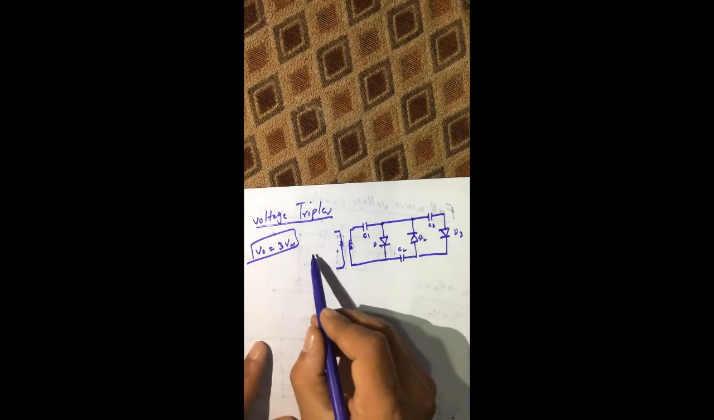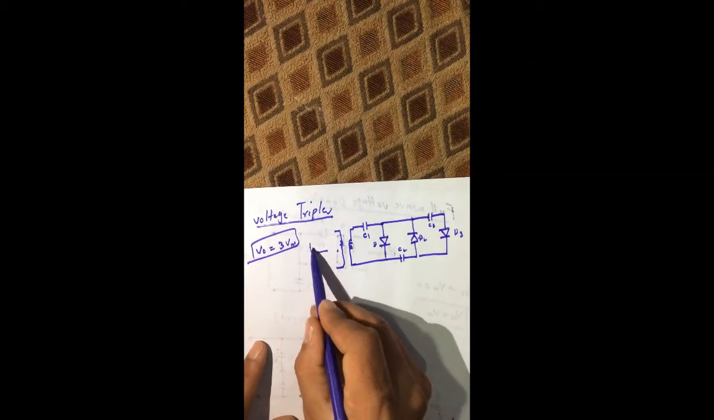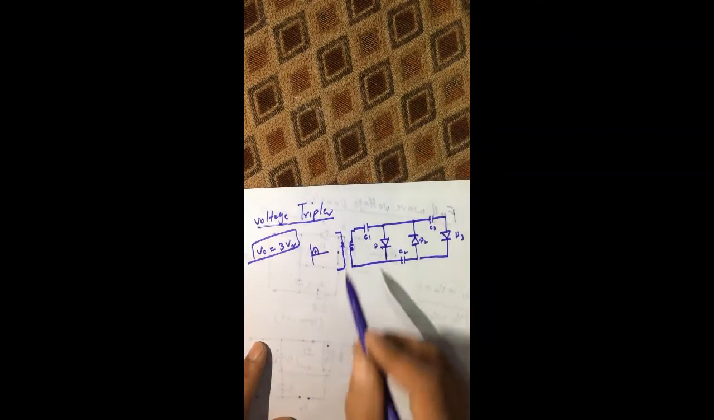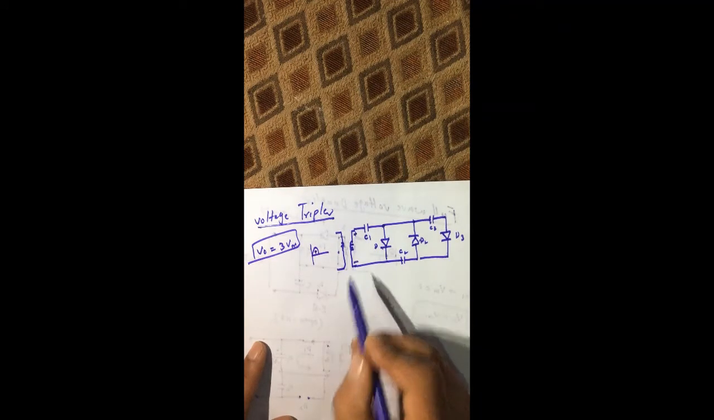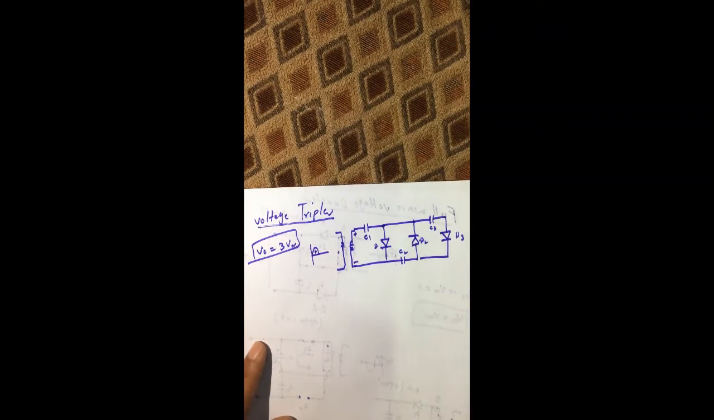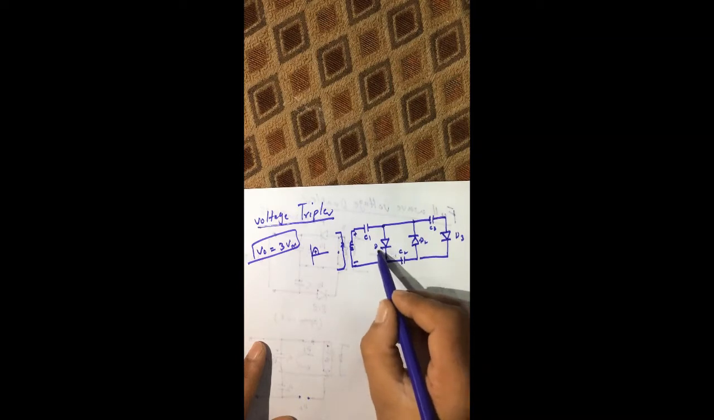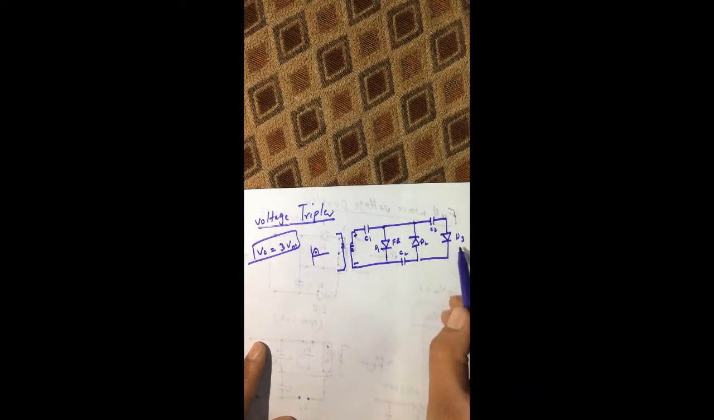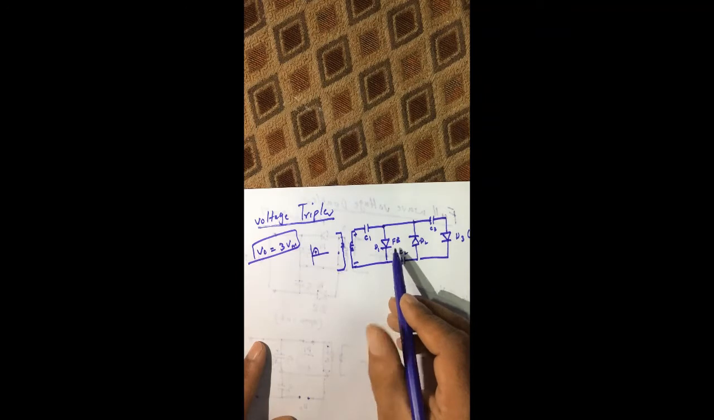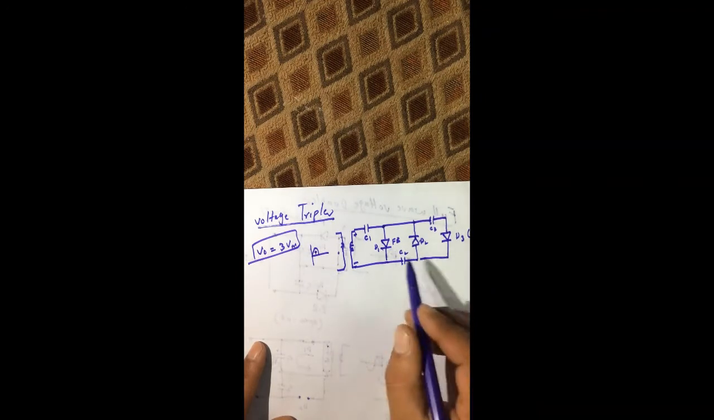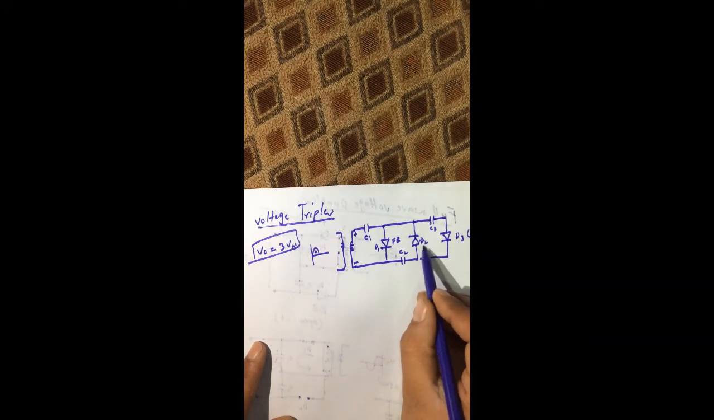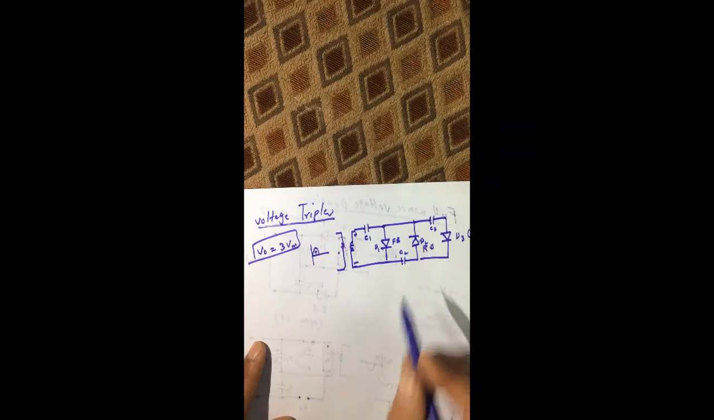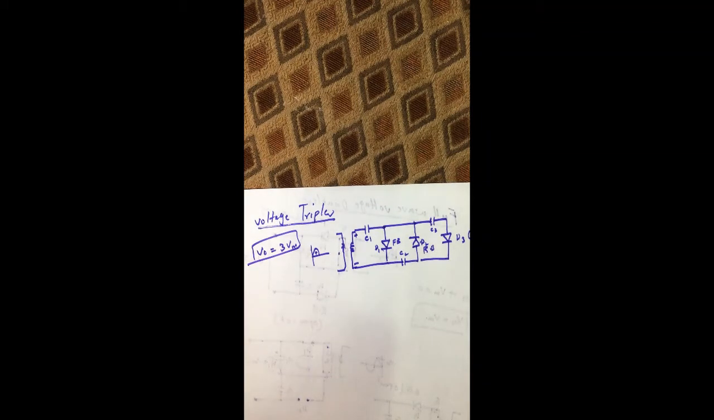Now during the first positive half cycle, this end will become positive, this will become negative. So it means that this diode D1 is forward bias, and diode D3 is also forward bias. Both of them act like a short circuit, while diode D2 is reverse bias, and this diode acts like an open circuit.